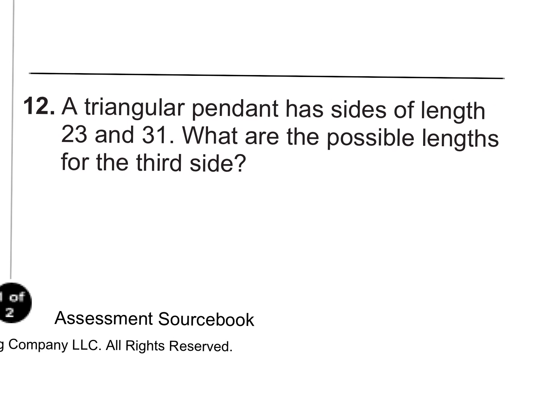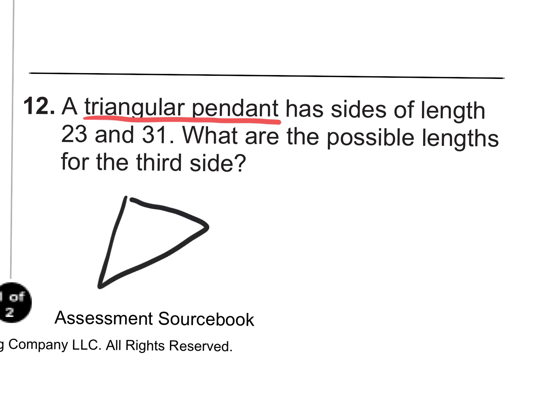Number 12, it says a triangular pendant. Does anyone know what this is? A triangle. It is, okay, I'm glad you said that. It is a triangle, okay? If you were wondering what a pendant is, it's this, kind of similar to my Wayne State thing up here. That's what it's talking about, okay? But you need to just understand they're talking about a triangle shape, okay? So the triangle has side lengths of 23 and 31. It wants us to find the possible lengths of that third side.